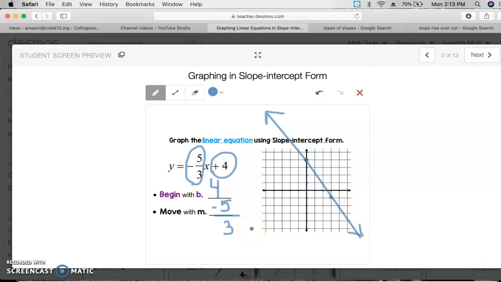I also want to double check my work and notice that my line is going downwards and that is a negative slope. This is where you guys will mess up the most, is the direction of the slope.